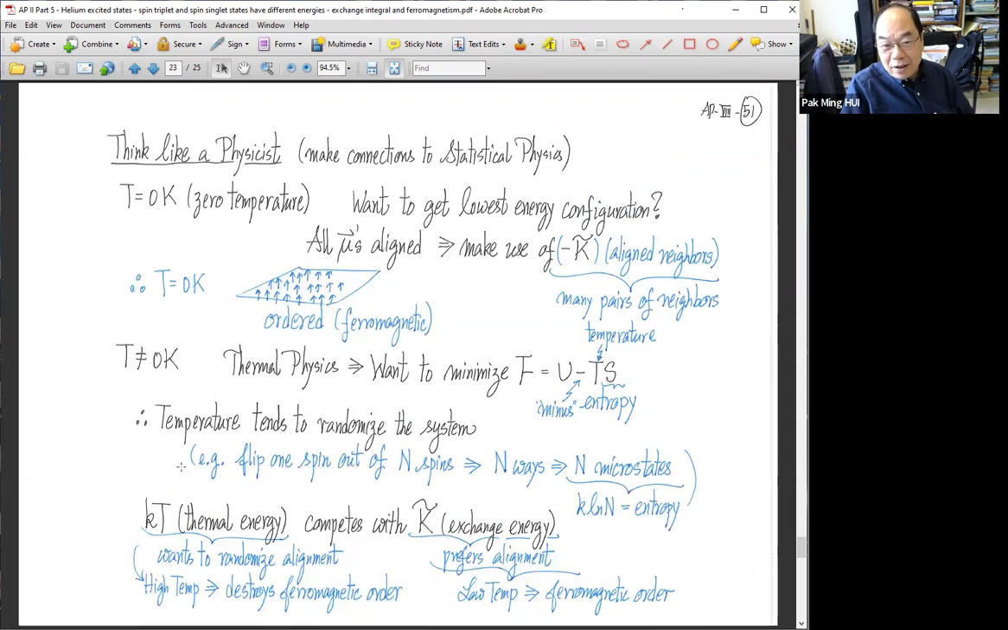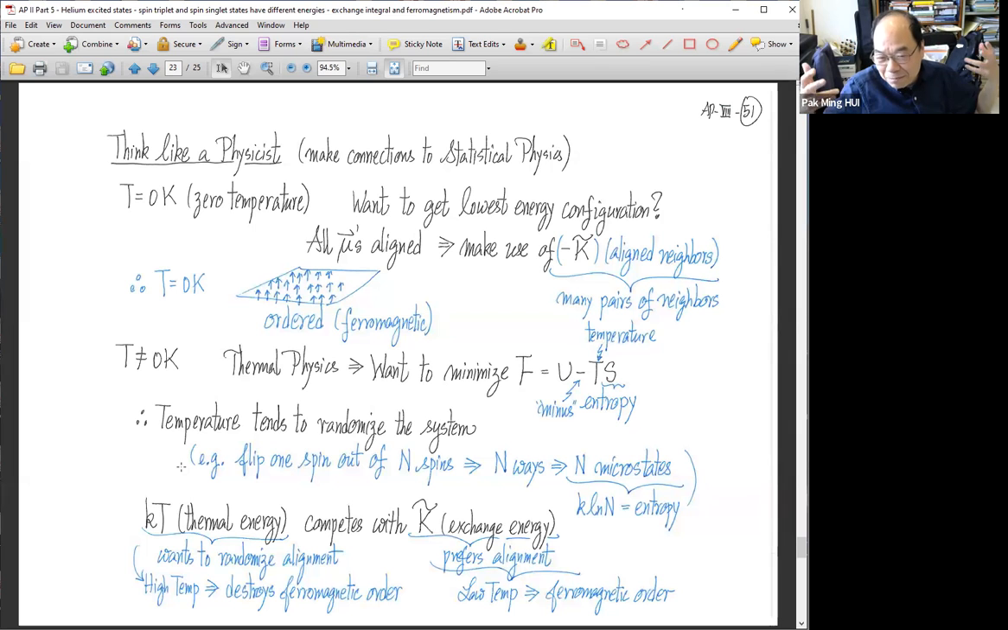So here's a little bit more statistical physics. I like the subject very much. I'm teaching another course this term on statistical mechanics for the MSc students. So it was fun.